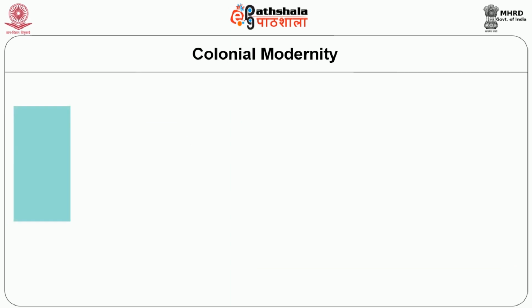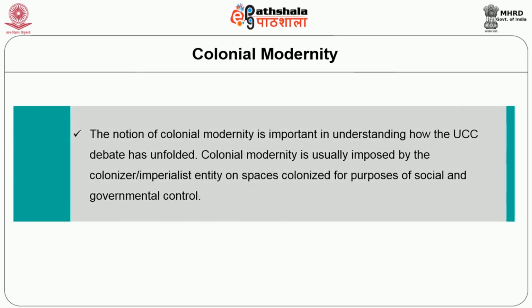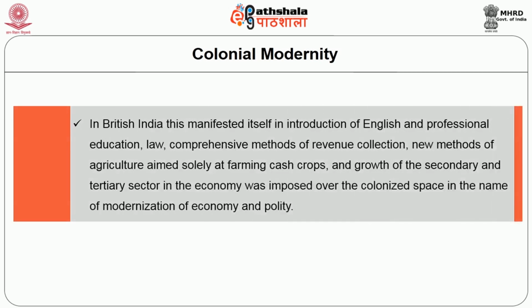Colonial modernity. The notion of colonial modernity is important in understanding how the UCC debate has unfolded. Colonial modernity is usually imposed by the colonials, an imperialist entity, on spaces colonized for the purpose of social and governmental control. In British India, this has manifested itself in the introduction of English, professional education, law, comprehensive methods of revenue generation and collection, and new methods of agriculture aimed solely at farming cash crops. The growth of secondary and tertiary structure in the economy was imposed over the colonial space in the name of modernization and polity.